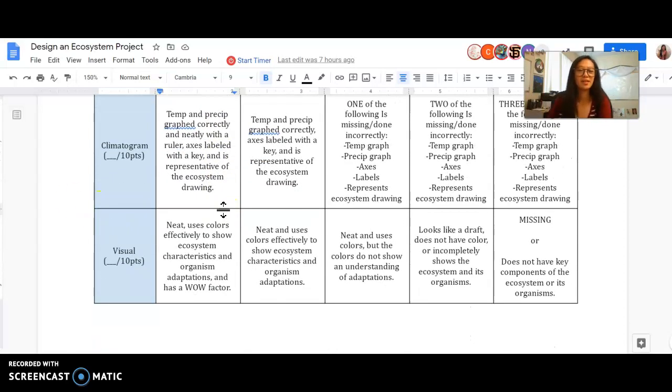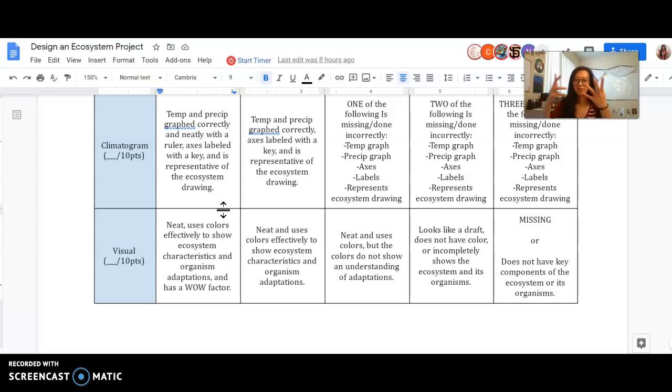In terms of the climatogram, I'm going to be looking to see if temperature and precipitation are graphed correctly and neatly. So use a ruler or a straight edge or something like that. I'm again checking to make sure you have the correct bars, the correct line graph drawn, the correct axes labeled. So what is the X and the Y axis, like what are they used for? And then you also have some sort of key that tells me the bars represent this and the line represents this part. It should also be representative of the ecosystem that you drew.